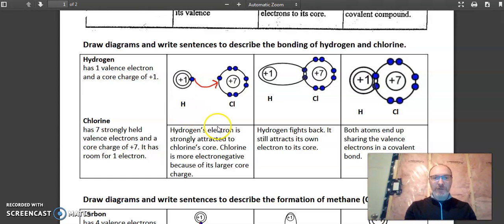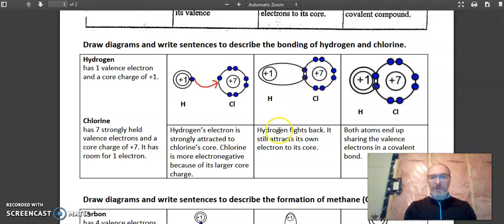So hydrogen's electrons, if you look at the second column, hydrogen's electron is strongly attracted to chlorine's core. Again, chlorine is more electronegative, mostly because of its larger +7 core charge. And again, that arrow is showing that pull of the electron from the hydrogen to the chlorine.